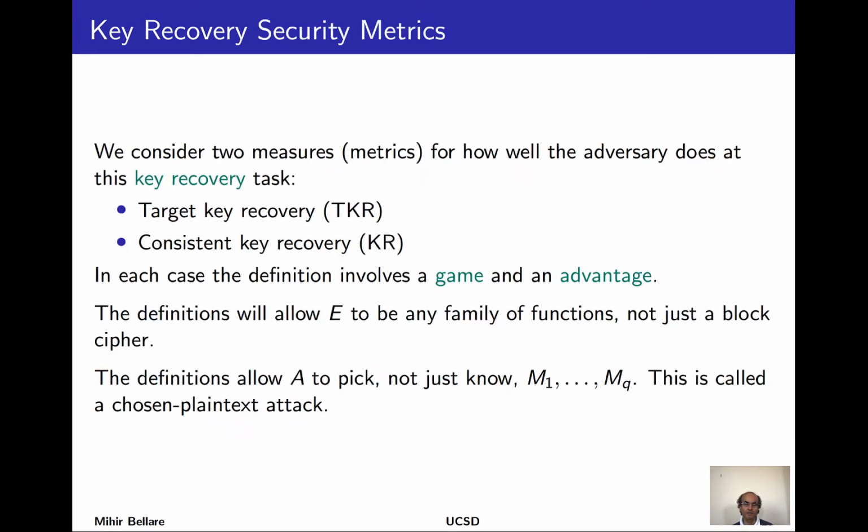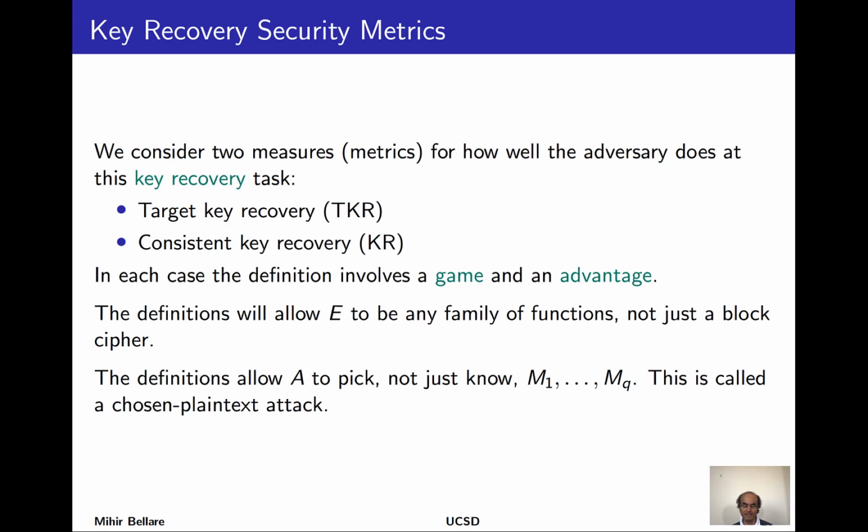Now, as we approach defining this, we'll see that there are more fine-grained distinctions, and there are actually two possible metrics of security. We'll call one target key recovery and the other one consistent key recovery. We will be giving these in terms of what we call games, and this will be an introduction to using games as a way to specify definitions and to associate to an adversary something called its advantage, a number determined by the game and the adversary.